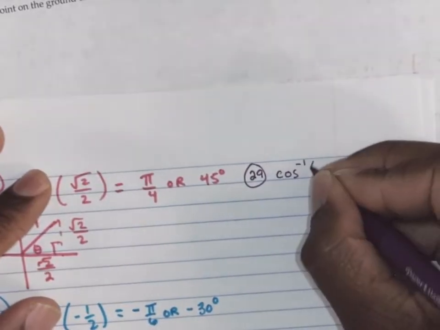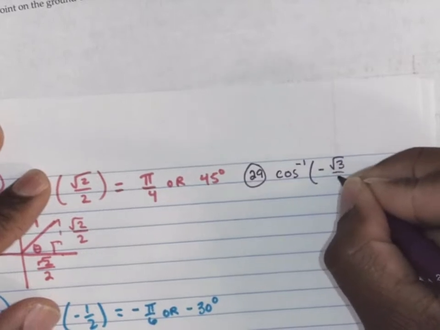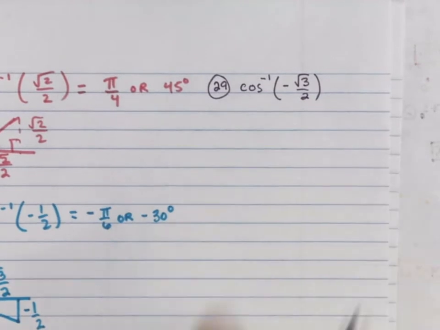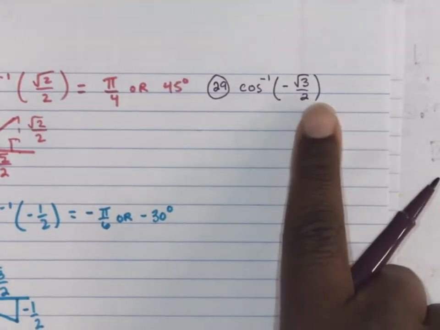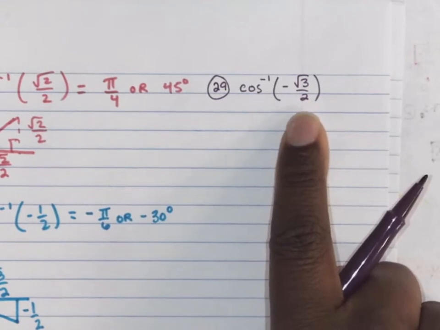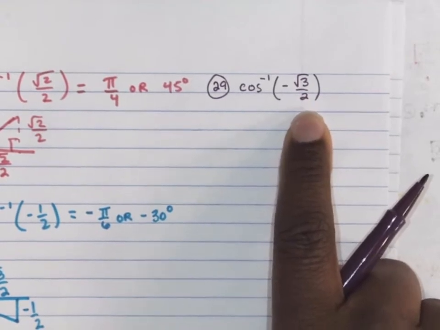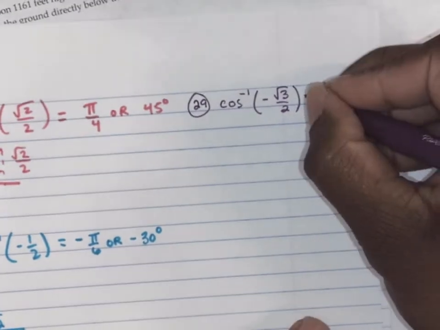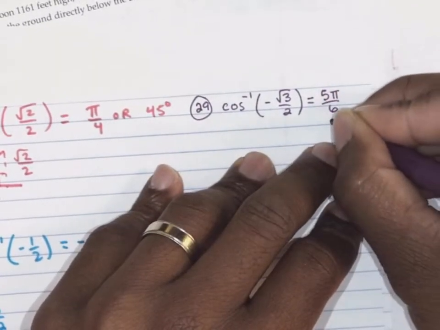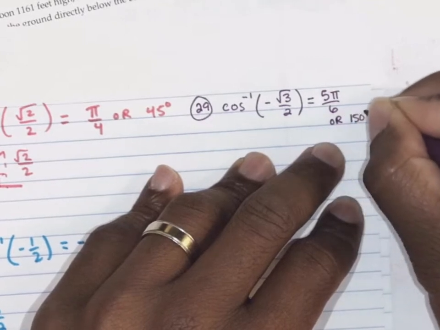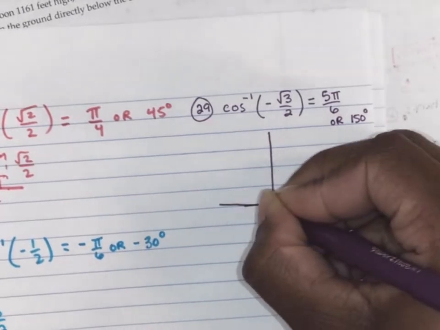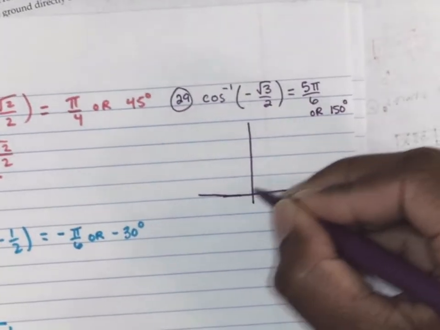Cosine inverse of negative root 3 over 2. It's similar to the last one we did, except the sign changes. So I'd be looking for the 30 in the second quadrant. 150 is 30 away from 180, so that would be my answer. I would say 5 pi over 6, or 150 degrees. And I know cosine would be negative in the second quadrant at the 30.